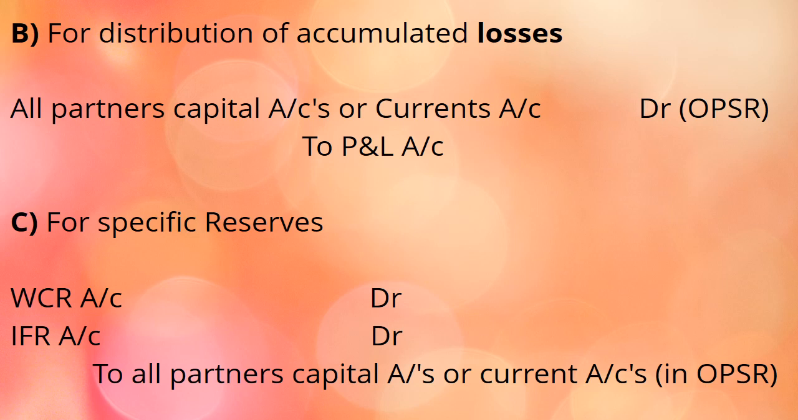For specific reserves, if any specific reserve is given to you and that reserve is not used, those unused reserves will be transferred to partners' capital or current accounts. See the journal, C number. For specific reserves: workman compensation reserve account debit, investment fluctuation reserve account debit to all partners' capital accounts or current accounts in old profit sharing ratio.